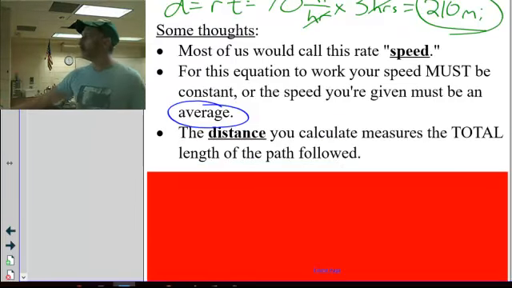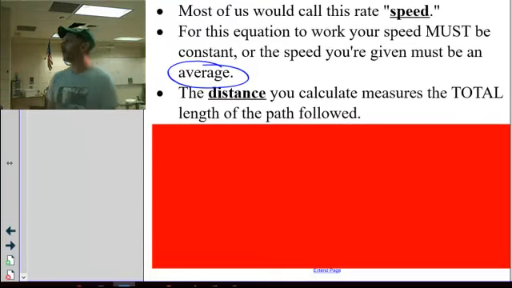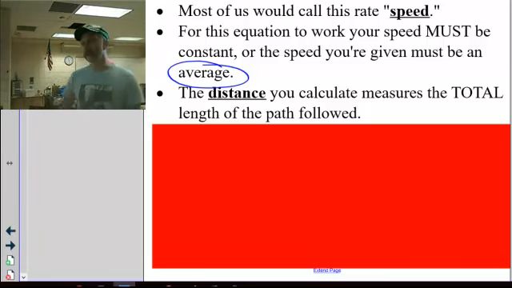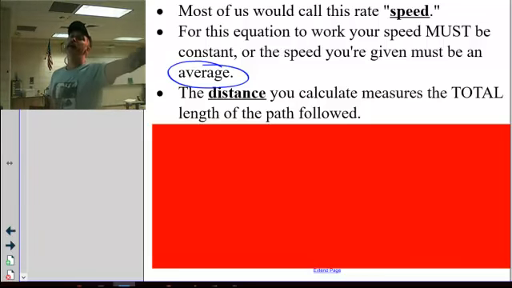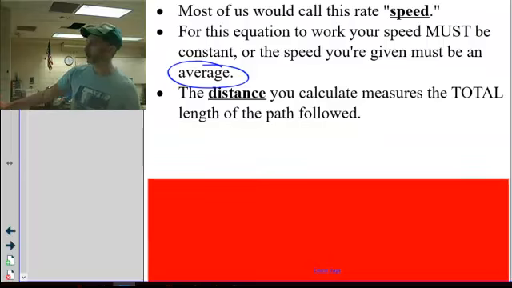Okay, and then the third thing that I guess I want to point out, I think this is the last one. What you're finding there when you calculate that distance is the total length of the path that the car followed, all right? So maybe the car went east for an hour and a half and then west for an hour and a half, and so it started and ended at its starting point, okay? But the distance that the car traveled in this example is 210, whatever it was, miles, okay? So the distance that you find in that equation is the total length of the path that you followed, okay?